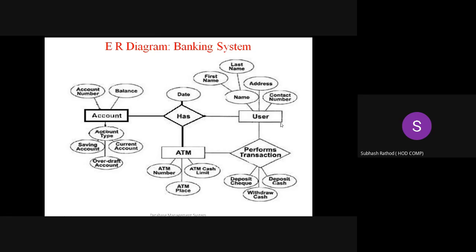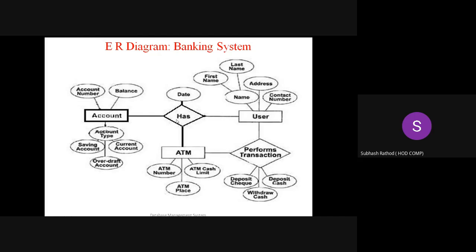So let's consider the first entity from the banking system, which is the account. Account having an account number and balance. You can underline the account number if it is a key attribute. Account type: saving account, current account, overdraft account. Remember, account type is a composite attribute. So the type is saving account, current account, overdraft account.